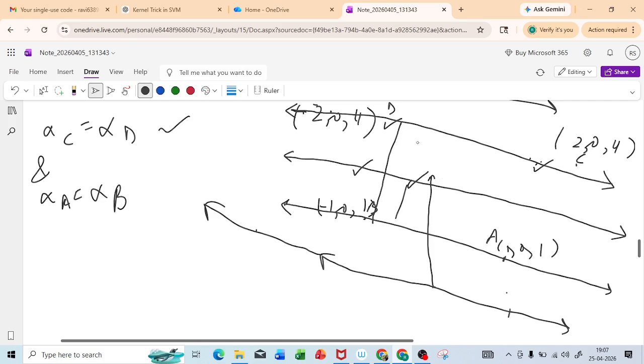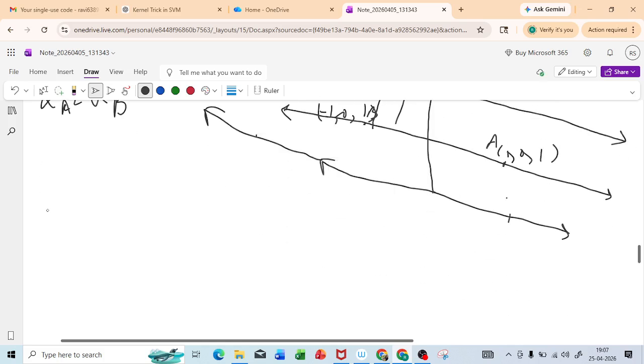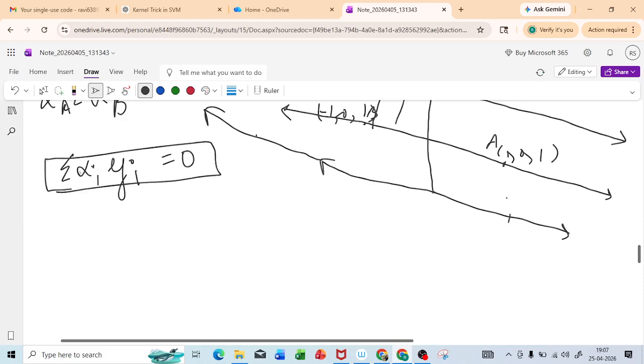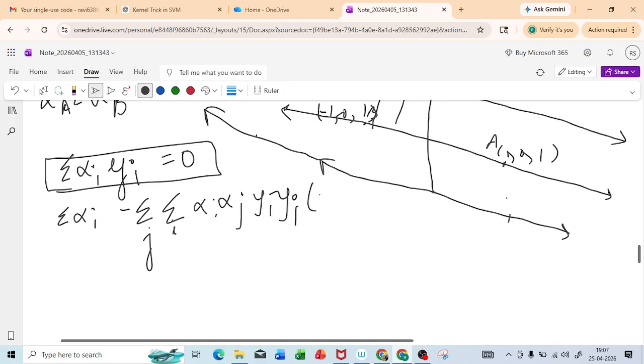Therefore alpha C is equal to alpha D, and similarly alpha A is equal to alpha B. Now if you remember, when we were optimizing the SVM, we also said that for all the points we have summation of alpha i into y i equal to 0. This was done after differentiating, right? So we got this specific equation: summation of alpha i minus summation of alpha i, alpha j, y i, y j, x i transpose x j.